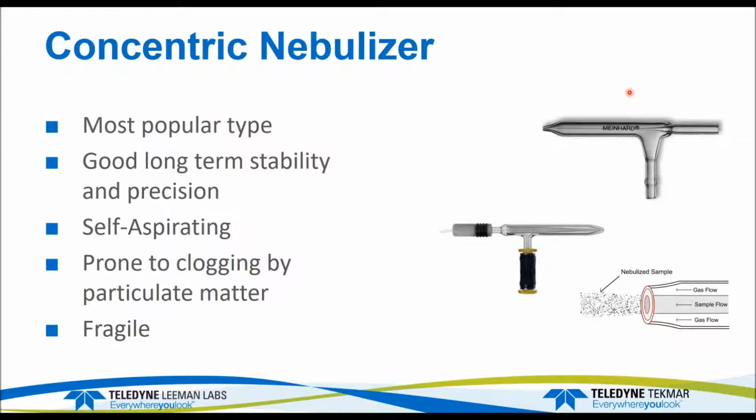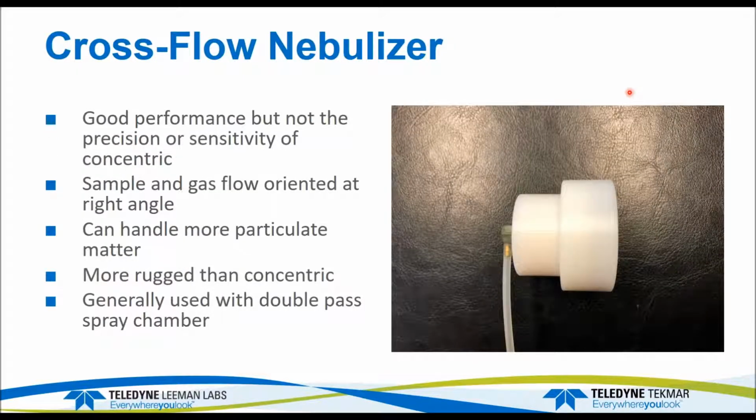Because they're prone to clogging from particulate matter, they're not a really good choice for wear metals in oil, because you're always going to have some particulate. So there are other nebs that are better. But for clean solutions with organics, concentric nebs work pretty well. Right. The second neb that we've used in the past is the cross-flow nebulizer. This nebulizer is not used as commonly as it once was in the past.